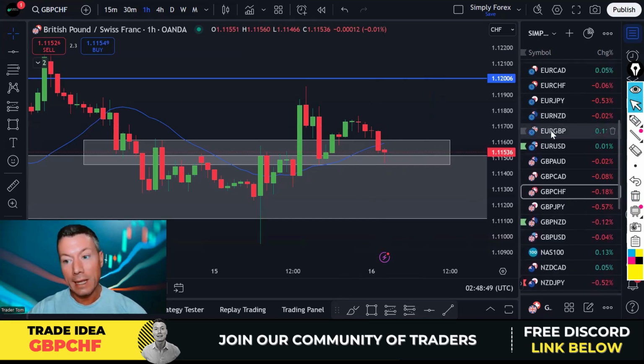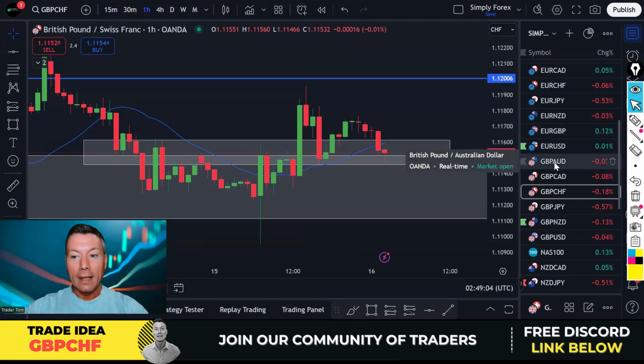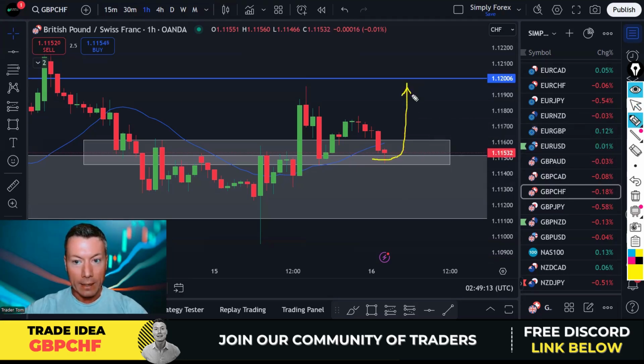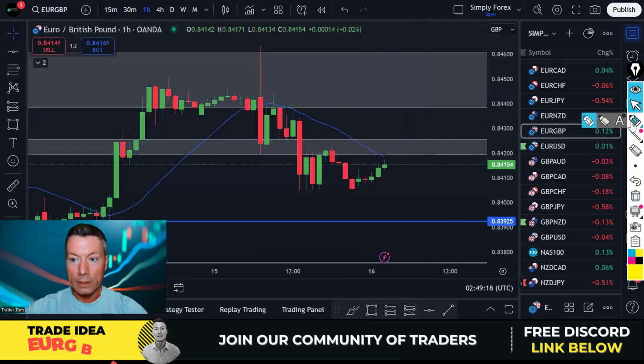Now, you have to understand pound Swiss franc and euro pound are highly inversely correlated. If euro pound goes up, pound Swiss franc goes down. I just cannot say Swiss franc today. If pound Swiss franc goes up, euro pound goes down, right? So we're suggesting pound Swiss franc can go up. So with euro pound, let's take a look. We're suggesting this can go down, right?